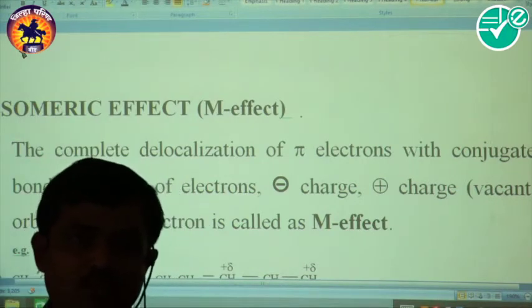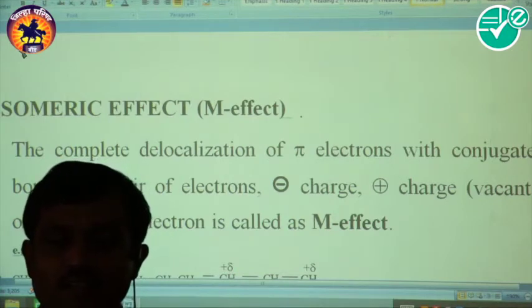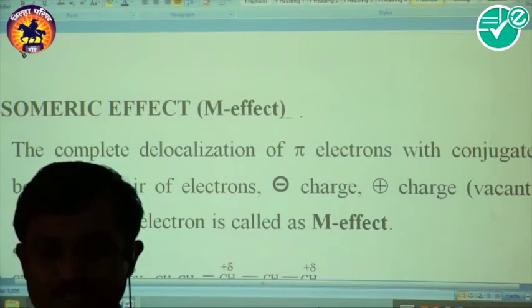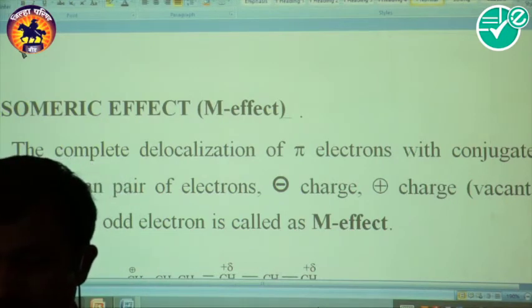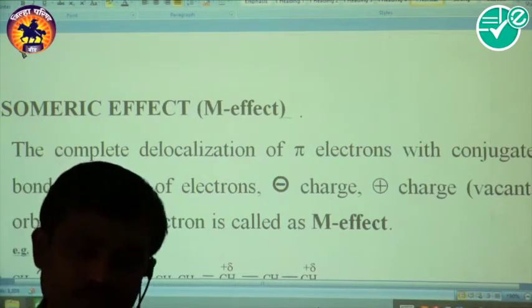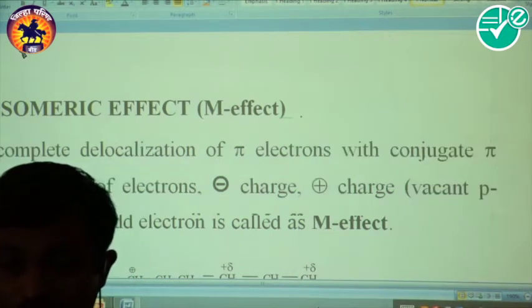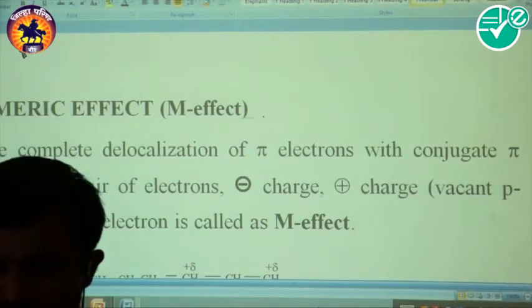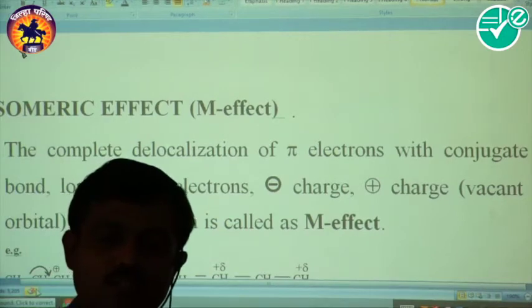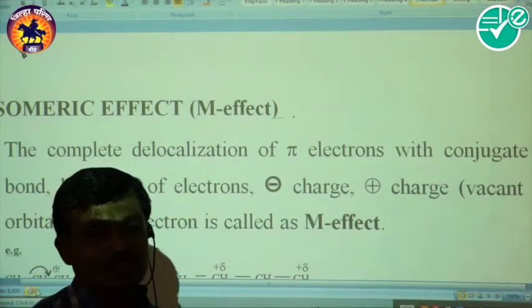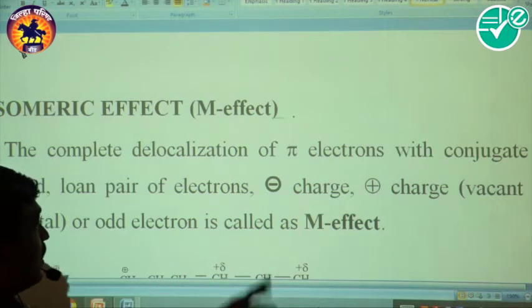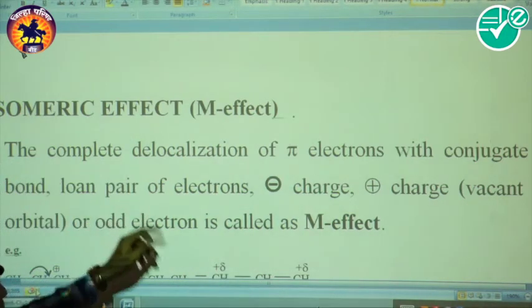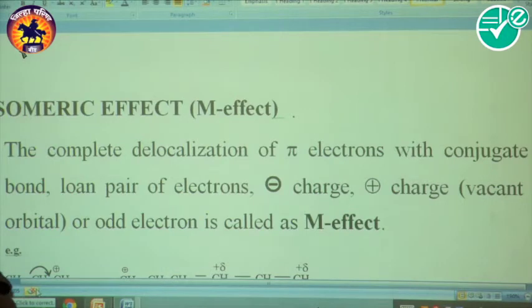Two types of effect are observed in resonance: one is the mesomeric effect, and another is the hyperconjugation effect. Because of resonance, the complete delocalization of the pi electron with a conjugated pi bond, lone pair of electrons, negative charge, positive charge, or odd electron is called the mesomeric effect.